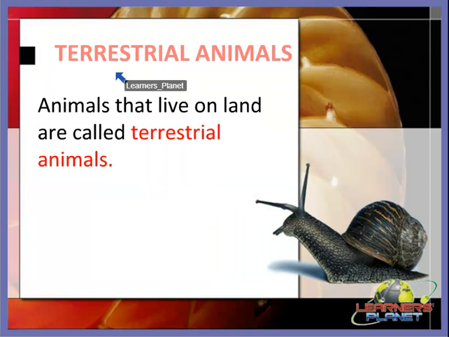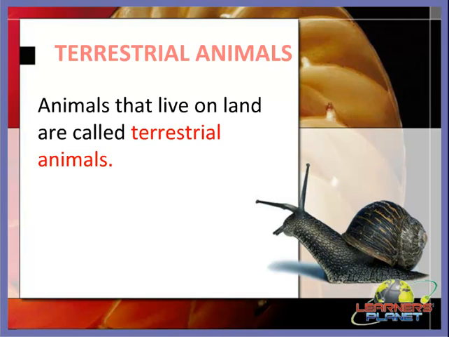So first of all, we will study about the first group, that is terrestrial animals. So children, what do you mean by terrestrial animals? Yes, animals that live on land are called terrestrial animals, and these animals have features which are suitable for life on land, right? So always remember that the animals that live on land are called as terrestrial animals. What are they called as?